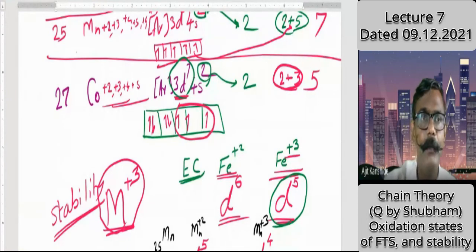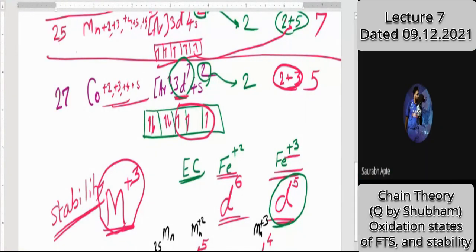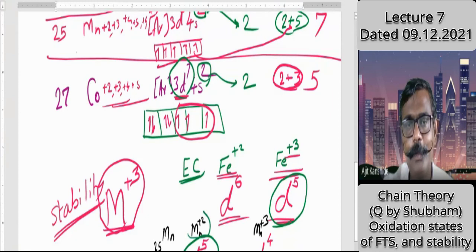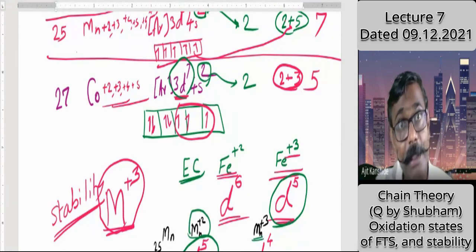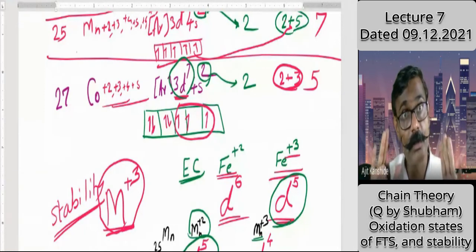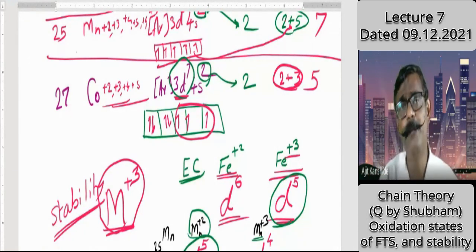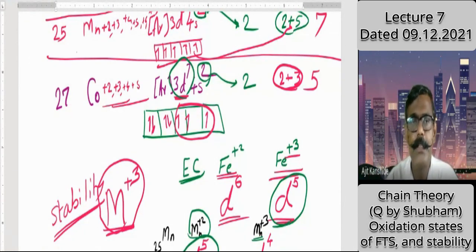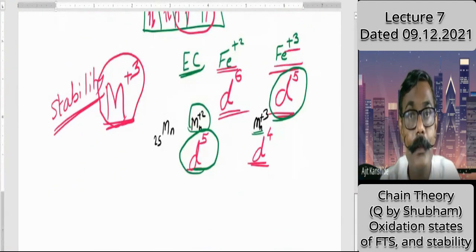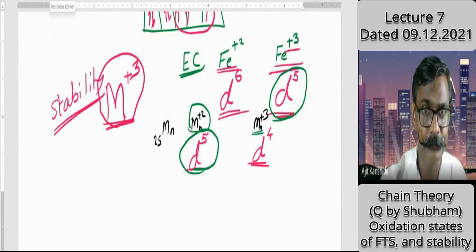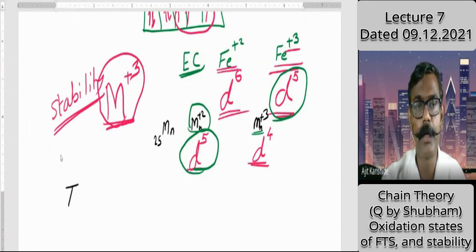Among these, who is stable? d5. Yes, d5 is stable. So Mn+2 should be stable, which means Mn+3 should not be. But Mn+3 is occurring. I'm not saying it's not occurring. Mn+2 is certainly stable, but the reasons for stability are different. Then the question arises, on what factor does this stability depend? And that answer is in thermodynamics.